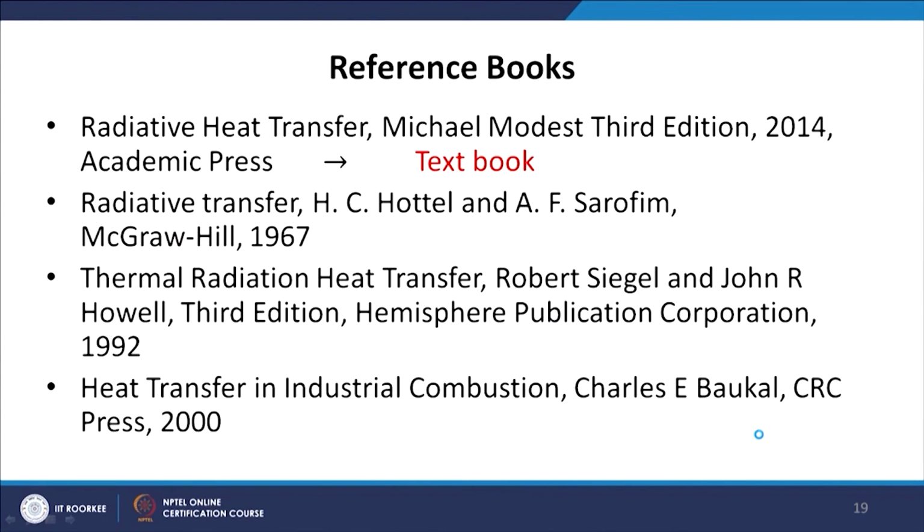For this course, we will use Radiative Heat Transfer by Michael Modest, 3rd edition from Academic Press as the textbook. Some other good books on this subject are Hottel and Sarofim, Radiative Transfer. This is a pretty old book, but very thorough. Then Thermal Radiation Heat Transfer by Robert Siegel and John Howell. This is a good book. And then if you are interested in applications of heat transfer in general, not just radiative heat transfer, but also heat transfer in general to combustion problems, then this is a good book by Charles E. Baukal. But the textbook for this course will be Radiative Heat Transfer by Michael Modest.